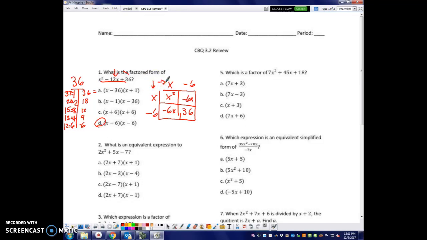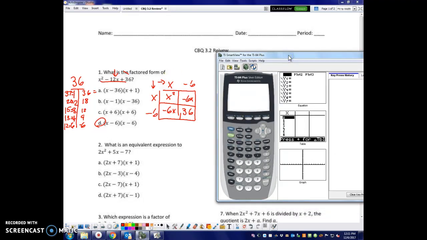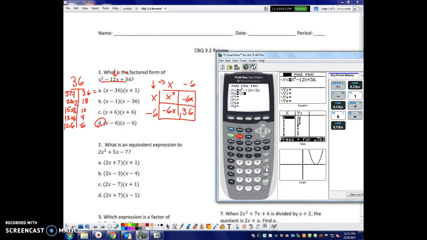The other way you could have gone about doing this is typing it in your calculator. Okay, so go to y equals, and you type in your equation. Okay, so x squared minus 12x plus 36. Now let's type in one that's wrong. Okay, so we're going to type in answer choice A. So parentheses, x minus 36, x plus 1.